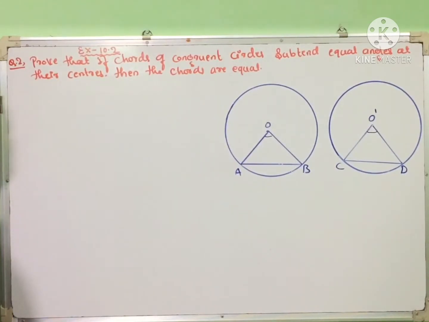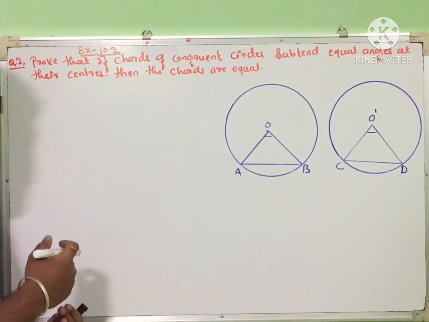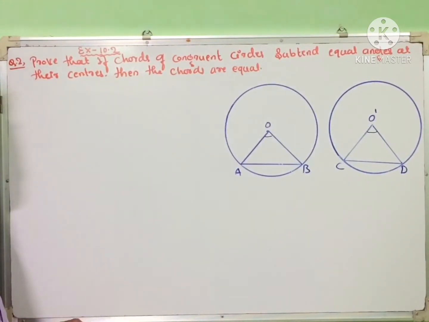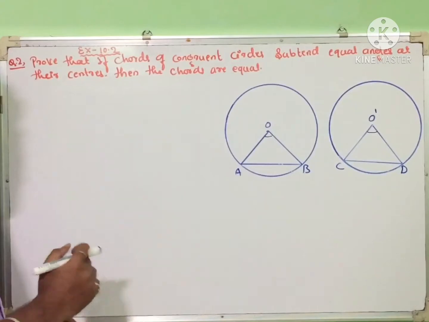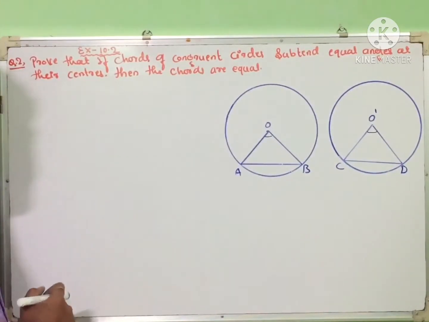So well students, the next question, the second one: prove that if chords of a congruent circle subtend equal angles at their centers, then the chords are equal. So this question is the converse part of the previous question, right? In the previous question we proved that if the chords are equal, then their subtended angles are equal, right? So now they have given here that the subtended angles are equal. We want to prove here the chords are equal, right?